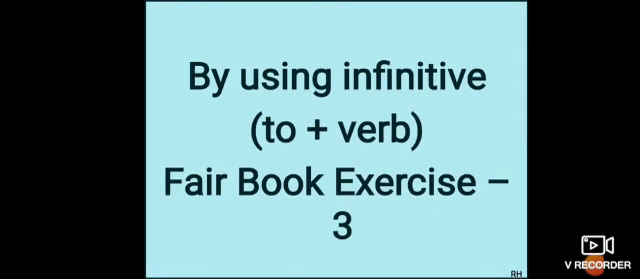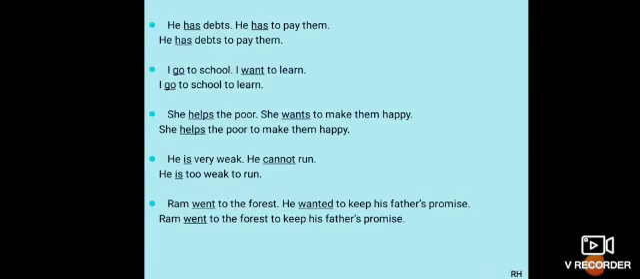Now whenever we use the word infinitive, one thing that strikes our mind is the usage of "to" plus verb. We have to make sure that whichever verb we use with "to" always comes in its first form, or you can say in the root verb. So it's the fair book exercise number 3. This is how it looks like.